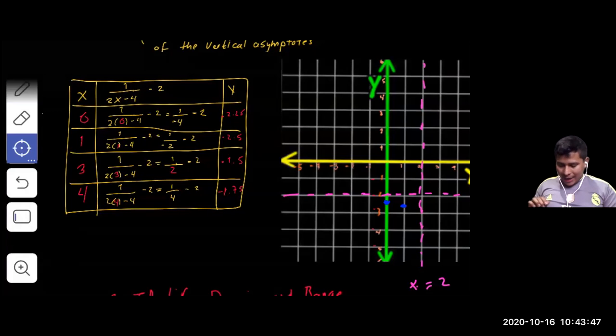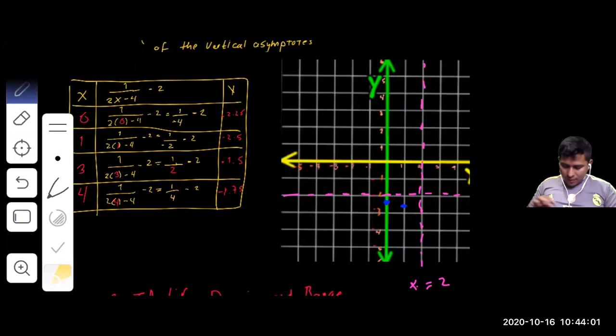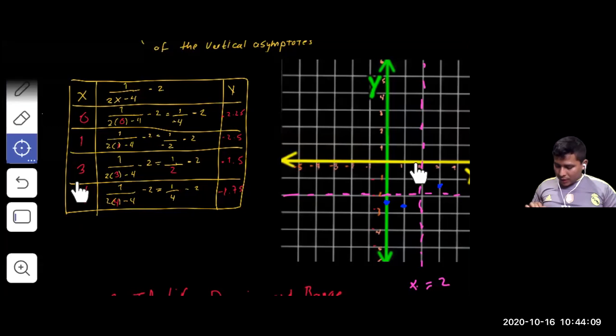Let's go to the right side. Okay, 3 for x, we're here. How many for y, guys? Negative 1.5. Negative 1.5 is here in the middle, between 1 and 2. Okay, here. Okay, that's it. And the next and last point, 4 for x. And how many for y, guys? Negative 1.75. I repeat, 4 for x and negative 1.75. Negative 1.75 is going to be a little bit lower here.